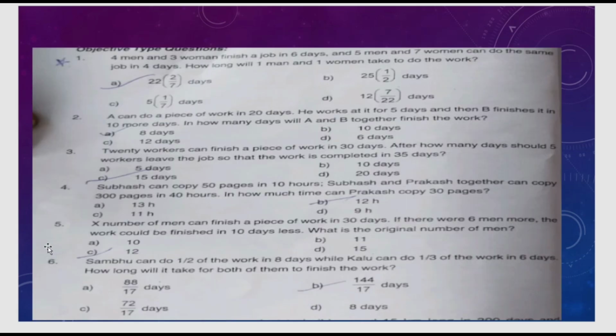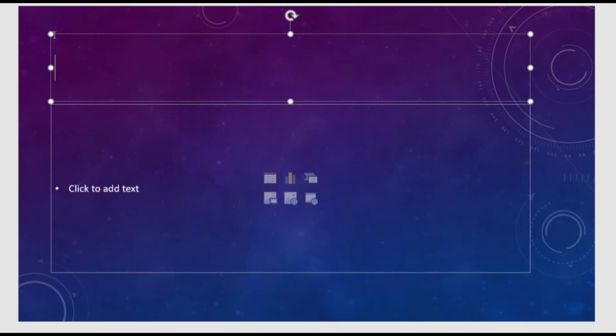And the next question is, a man can do a piece of work in 20 days. He works at it for 5 days and then he finishes it in 10 more days.